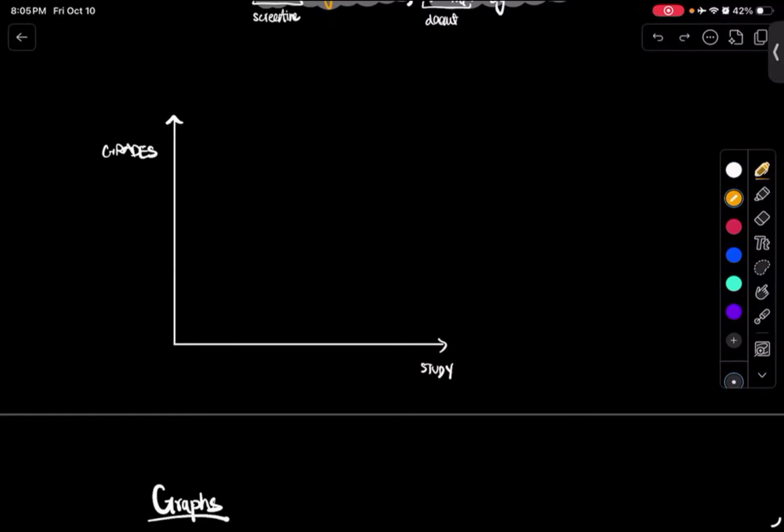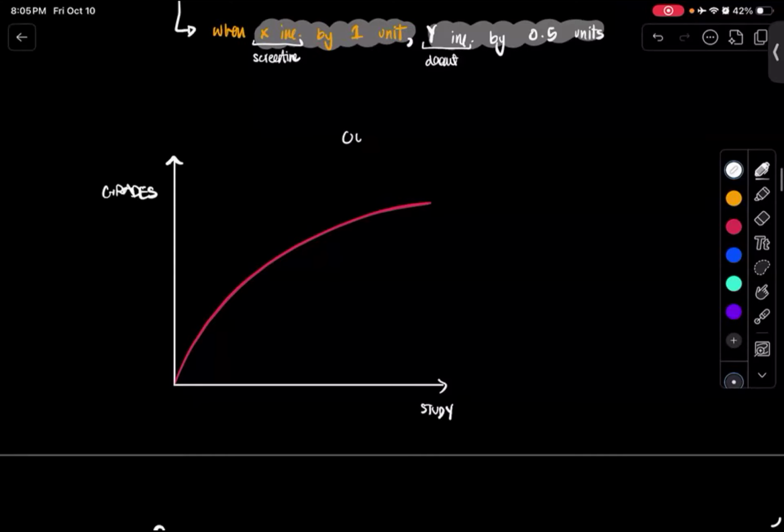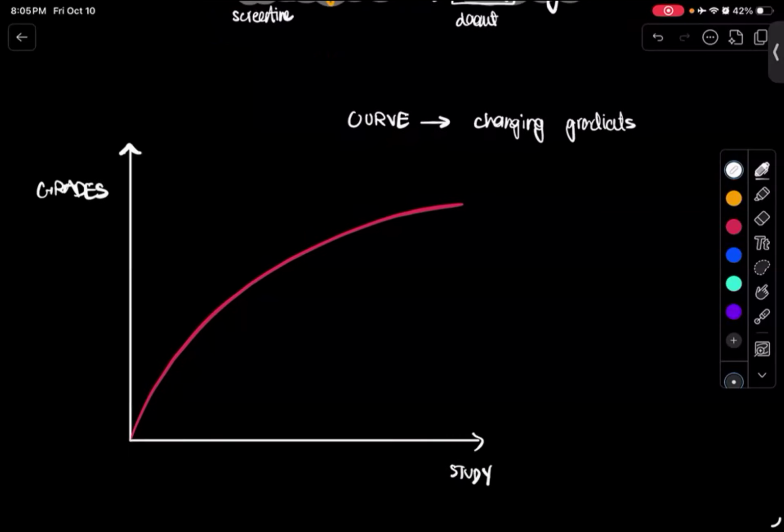That's right. In fact, the relationship between study and grades is not a linear one. It's not an exactly one-to-one relationship where you keep increasing your study time by 25 hours and your grades increase by, I don't know, a distinction or whatever you want. It's not a straight line, because the graph actually looks something like this. Now, this is a curve, right? And a curve always has changing gradients.